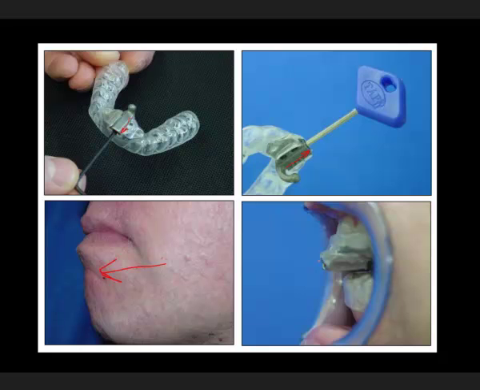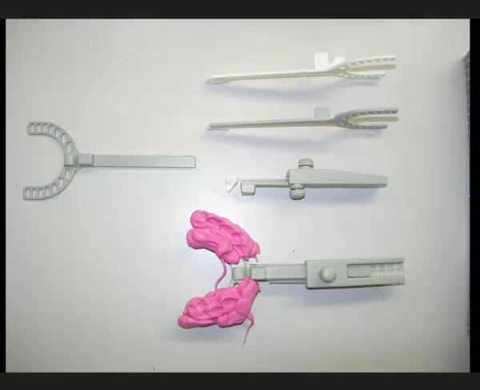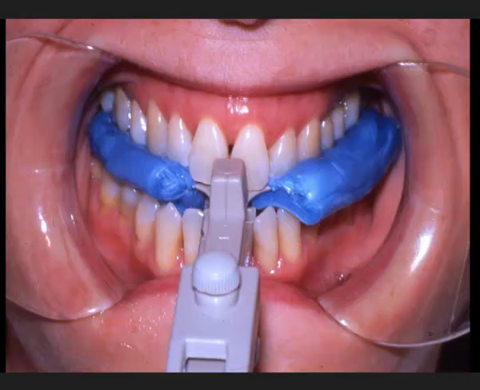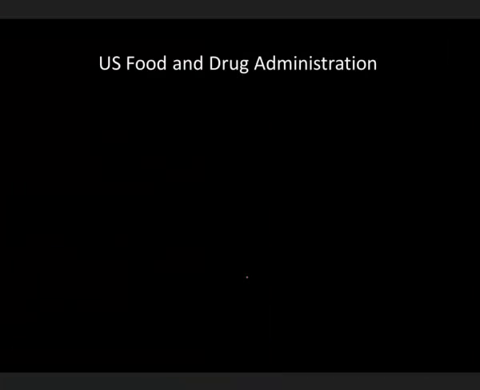Now, this particular device has an advantage, and we'll show you that later on, for you therapists interested in calibrating the airway during a sleep study. How do we know where to start? We start with a three-dimensional view of where the patient goes, and this is called a George gauge, named after Dr. Peter George, who invented it. What it ends up doing, and I'll show it to you in the mouth, is we posture the jaw forward. We measure how far forward they can go.